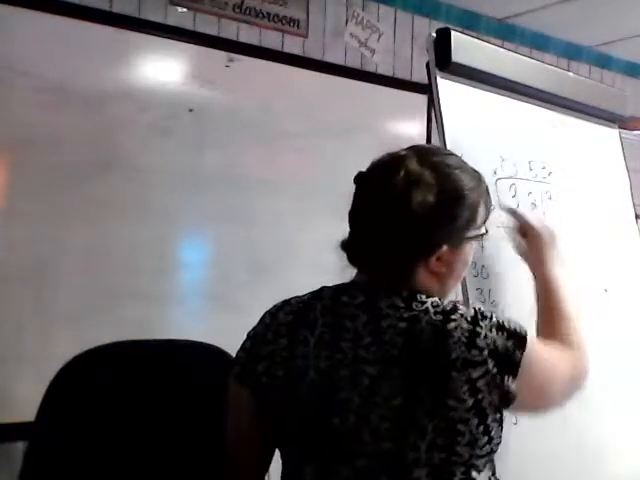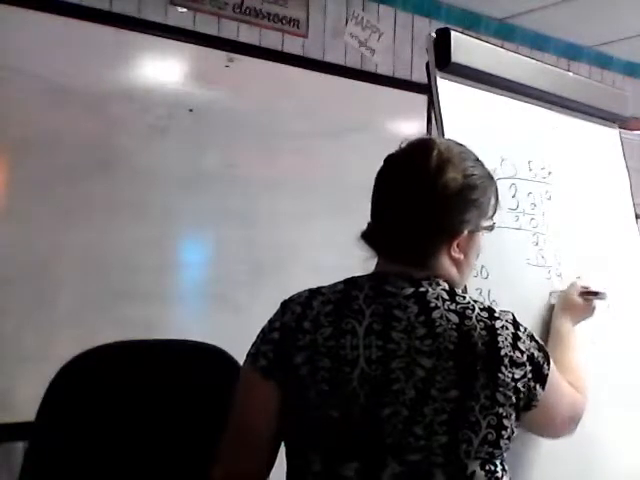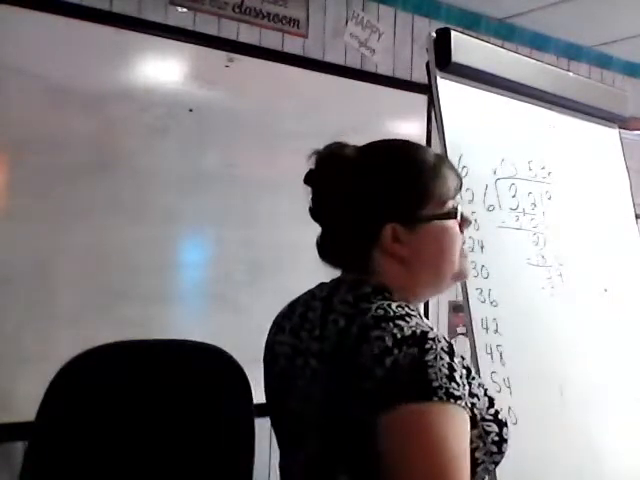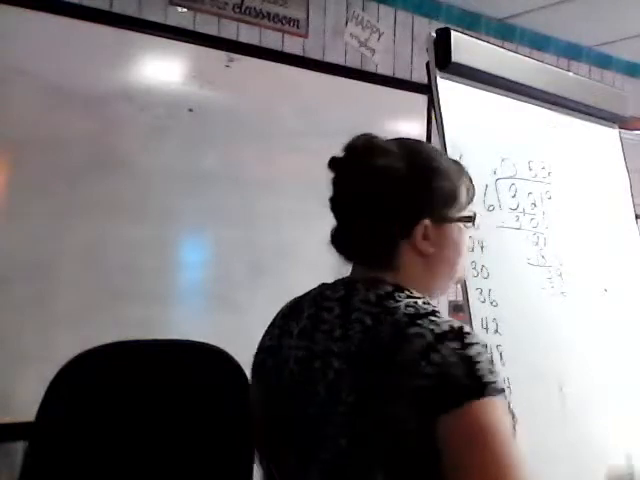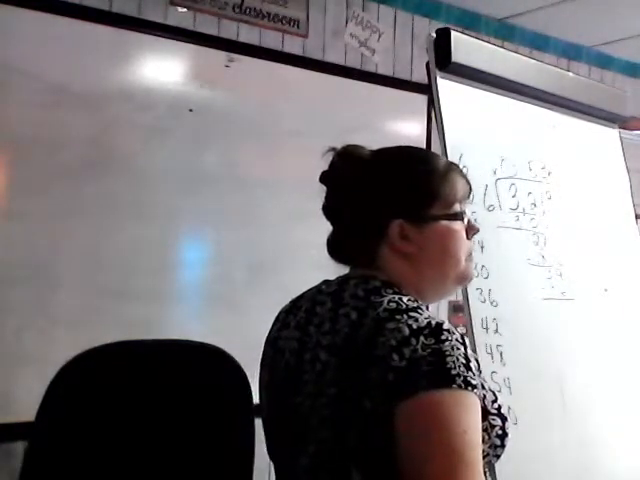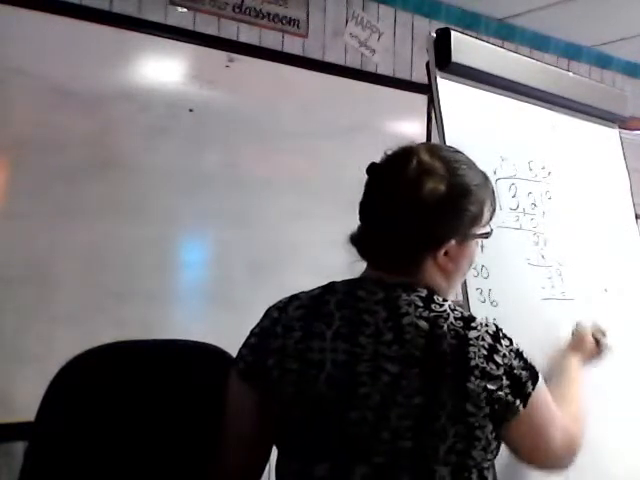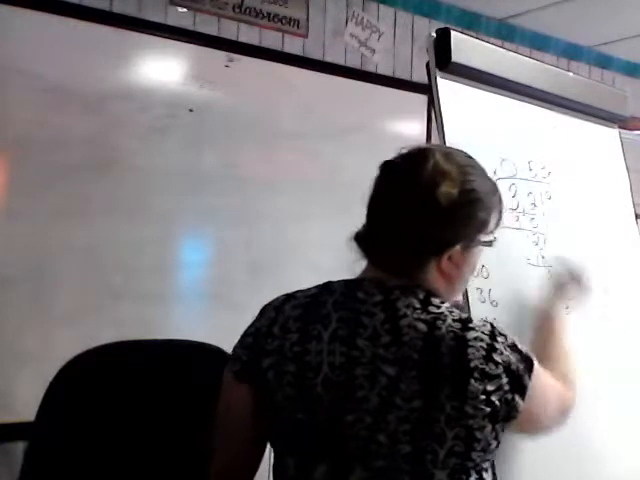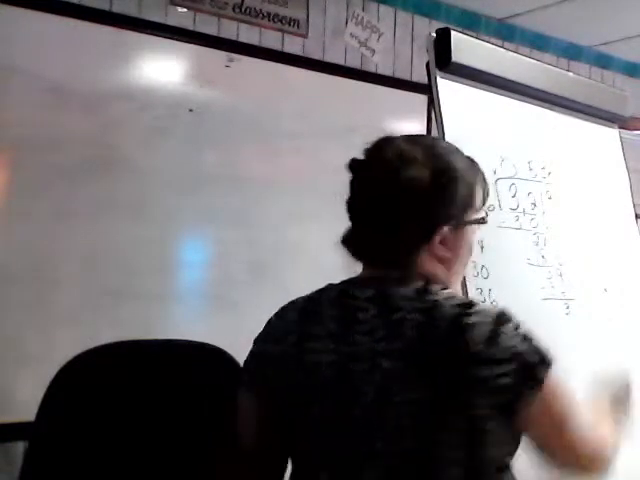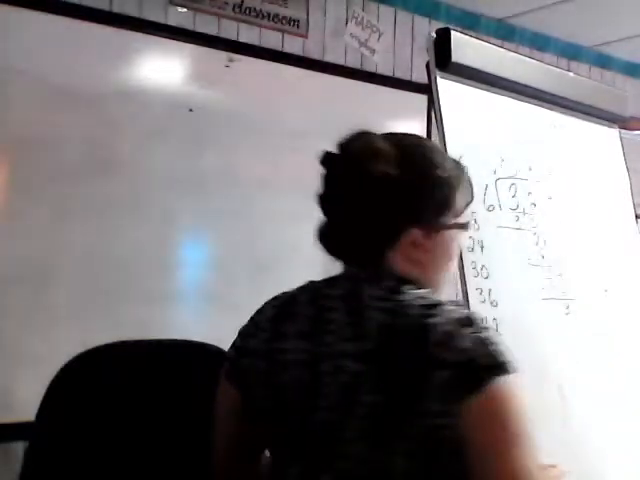6 times 6 equals 36. Good job. And then I'm going to subtract. 9 minus 6 equals 3. Is 3 smaller than 6? Yes, so I'm going to write my remainder 3.